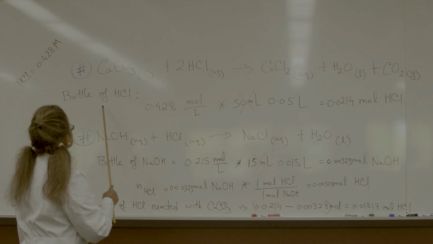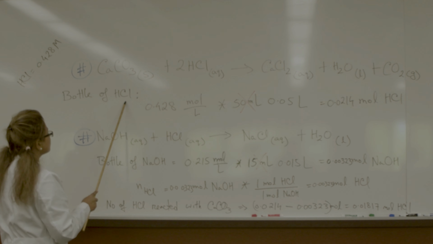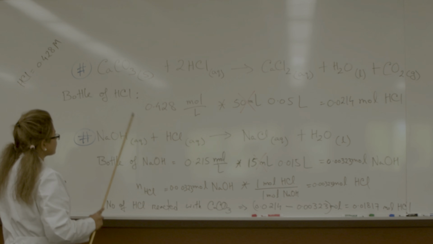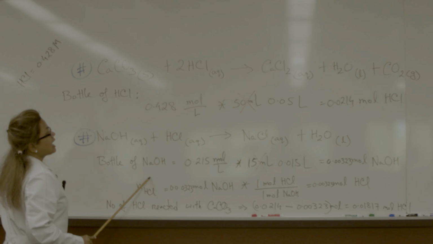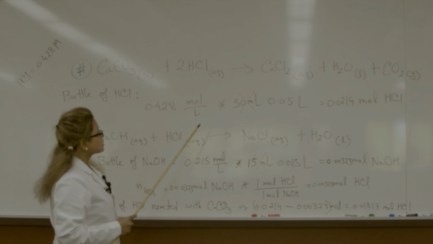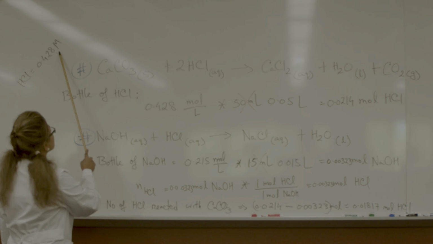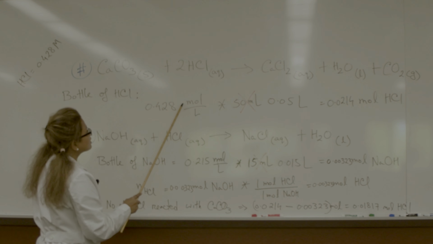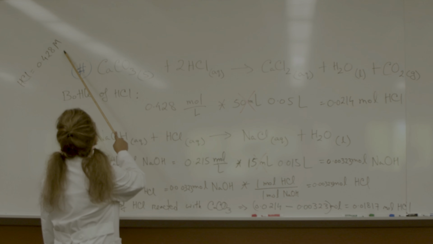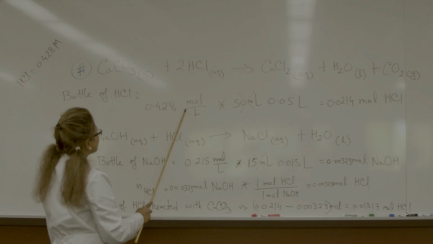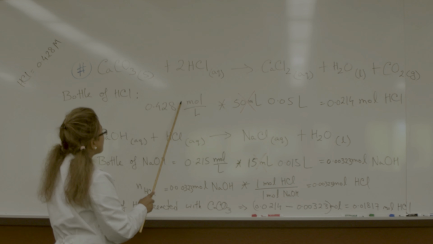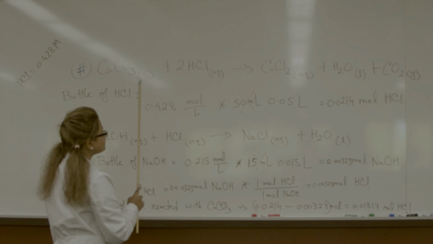Now, at the beginning of the experiment, I showed you that in the bottle there is hydrochloric acid. It showed the molarity for hydrochloric acid and also for sodium hydroxide. As I'm going to do the reaction and everything, we always use the moles. Molarity is actually mole per liter. On the bottle, it was labeled 0.428 mole per liter of hydrochloric acid.